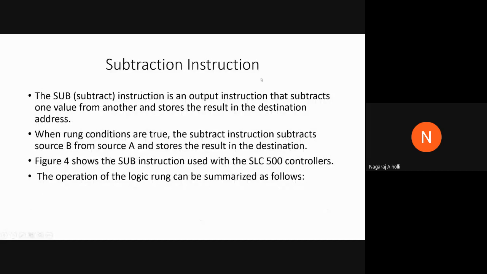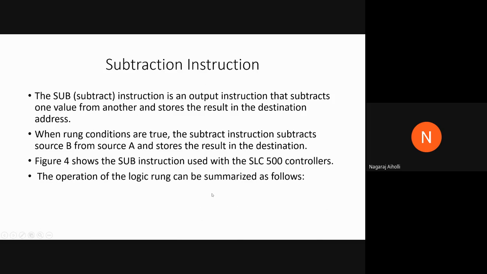Moving on to the subtraction instruction. The SUB subtraction instruction is again an output instruction only, which subtracts one value from another value, and the answer will be stored in the destination register. When the run conditions are true, the subtract instruction subtracts source B from source A and stores the result in the destination. The next figure shows how the subtraction instruction works.